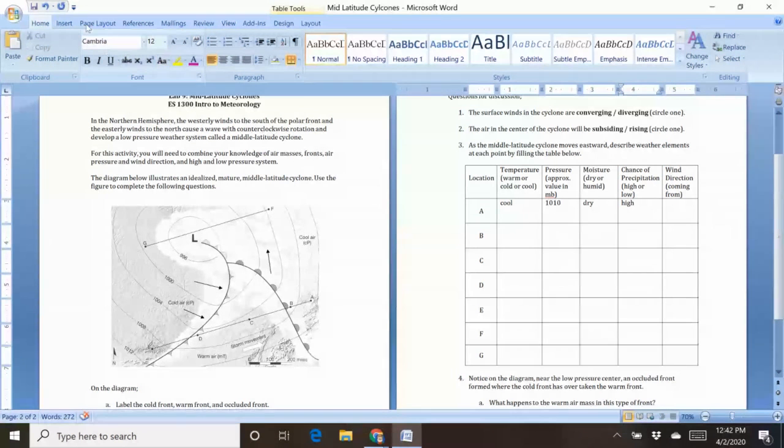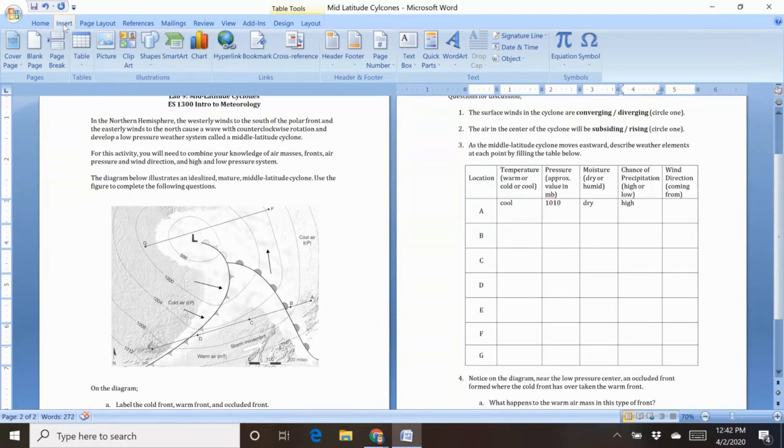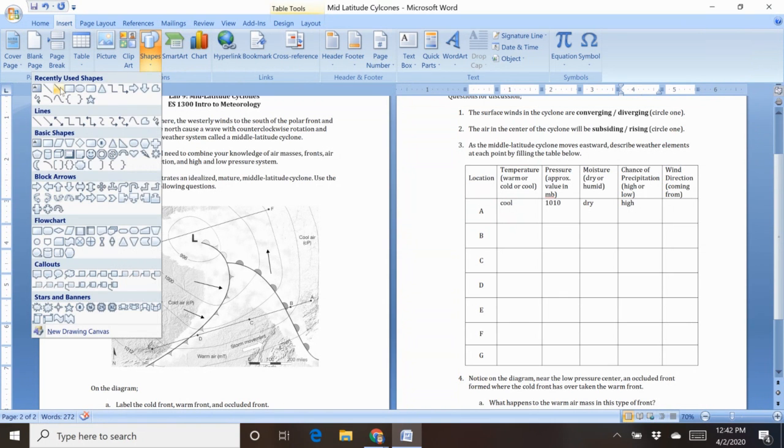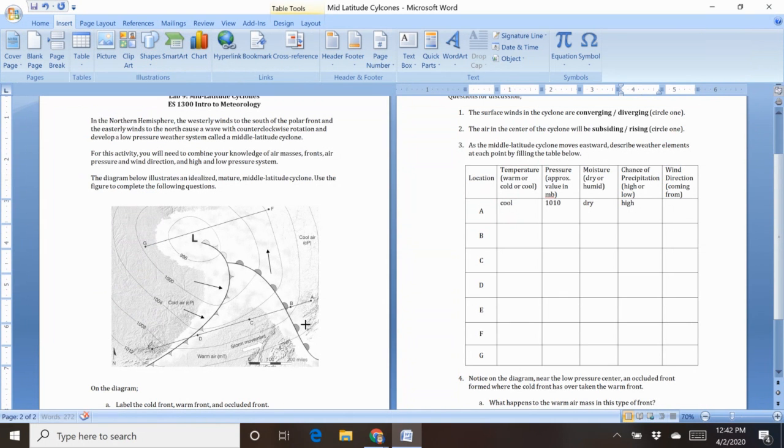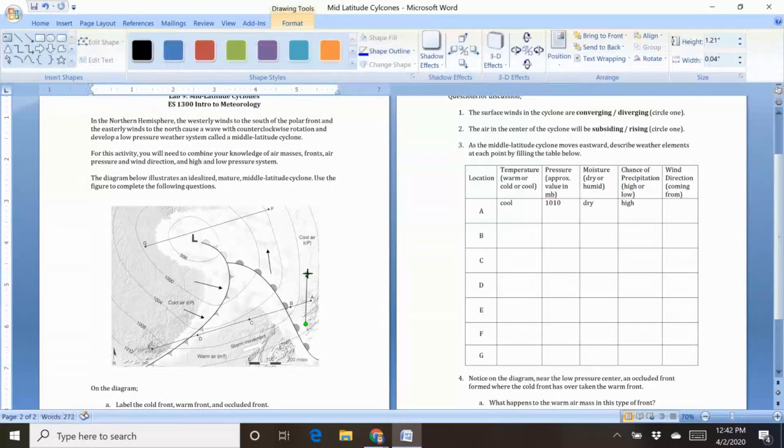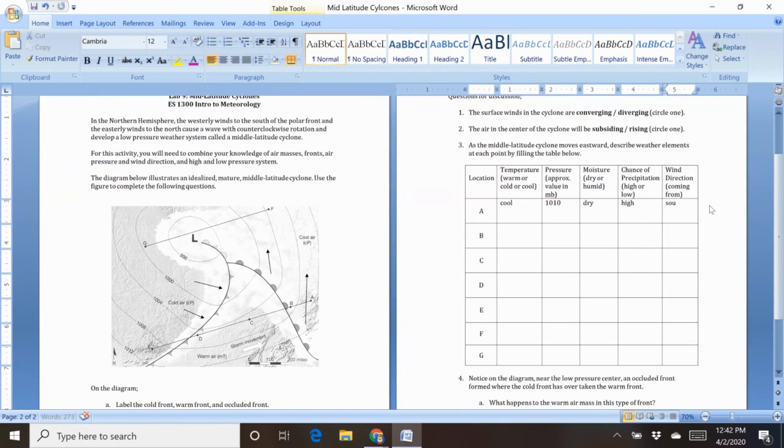So similarly, if I were to draw the wind for the point A, shapes, arrows, the wind would be coming from the south because it's blowing counterclockwise around the low pressure system. So for here, wind direction, we would write south.